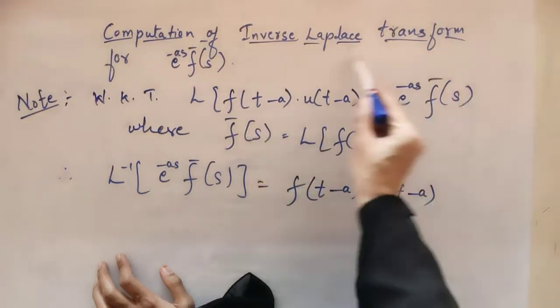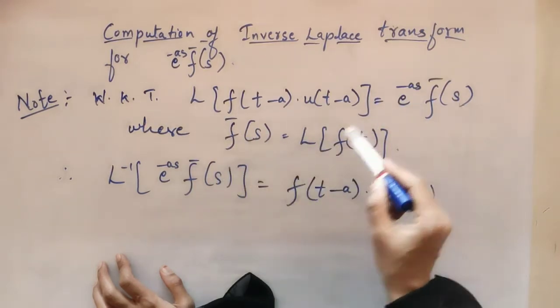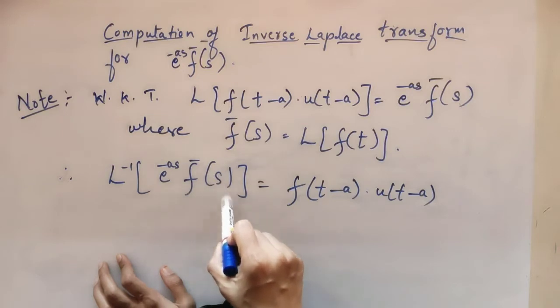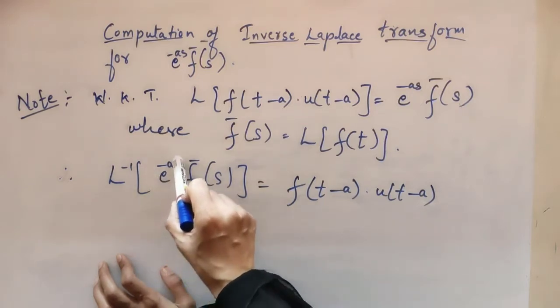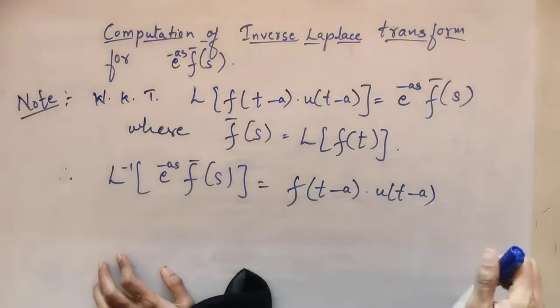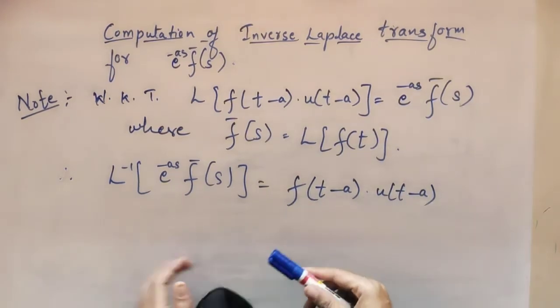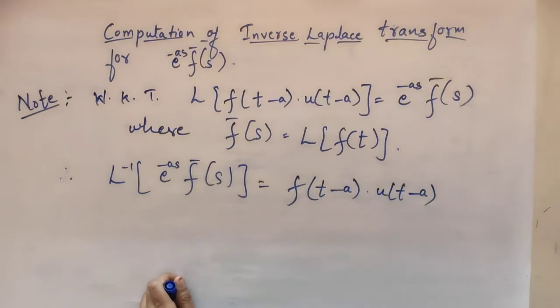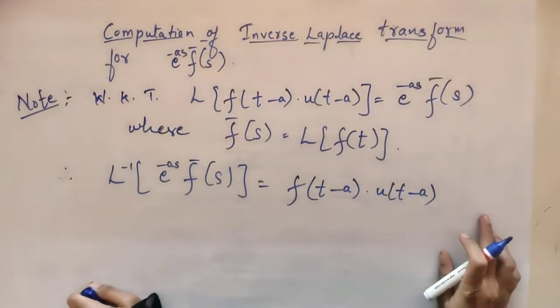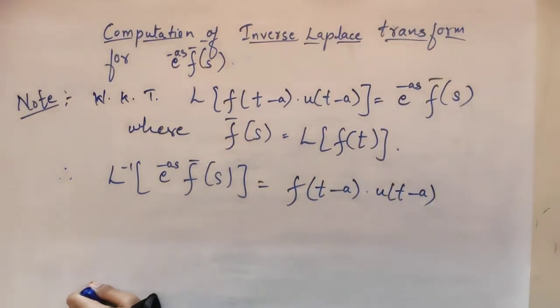So from this part, if I take my L to the left-hand side, it becomes: L inverse of e to the power minus as into f bar of s is equal to f of t minus a into u of t minus a. Very simple, is it? The same property I'll be using for the problems coming up. So pay attention all of you and stay tuned.